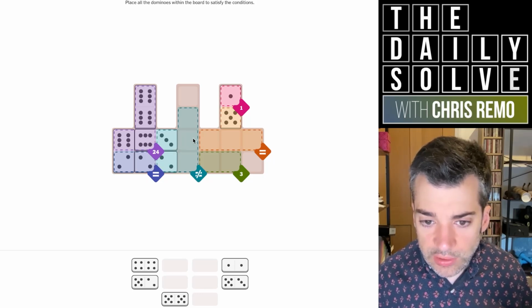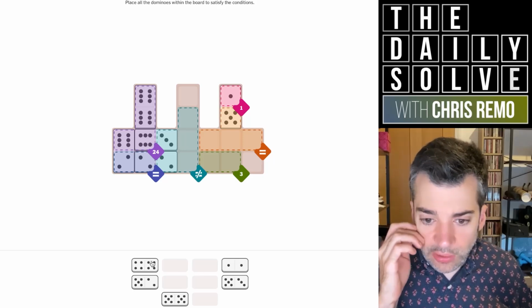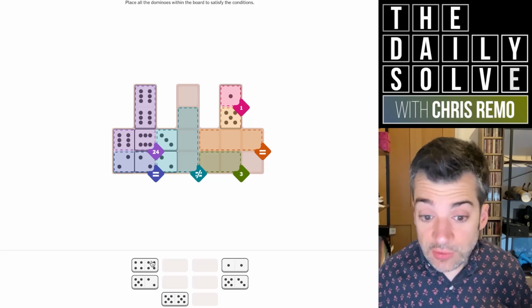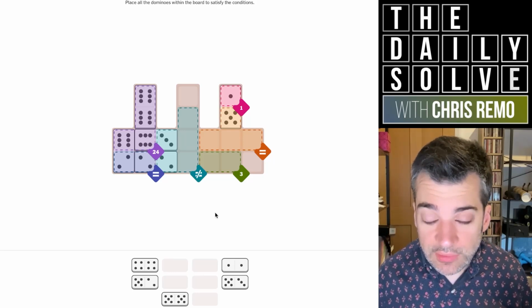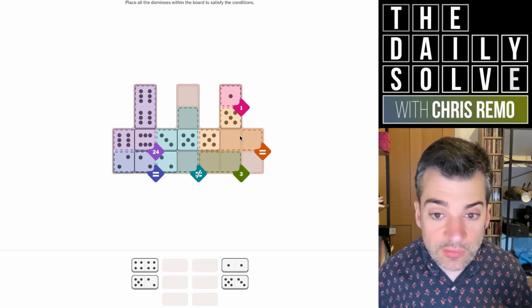So now we need 3 more distinct numbers in the non-equivalence region. We can't use 2 or 3s. So it'll be 1 of everything we have remaining, which is 1, 4, and 5. That's good, because we need a 5.